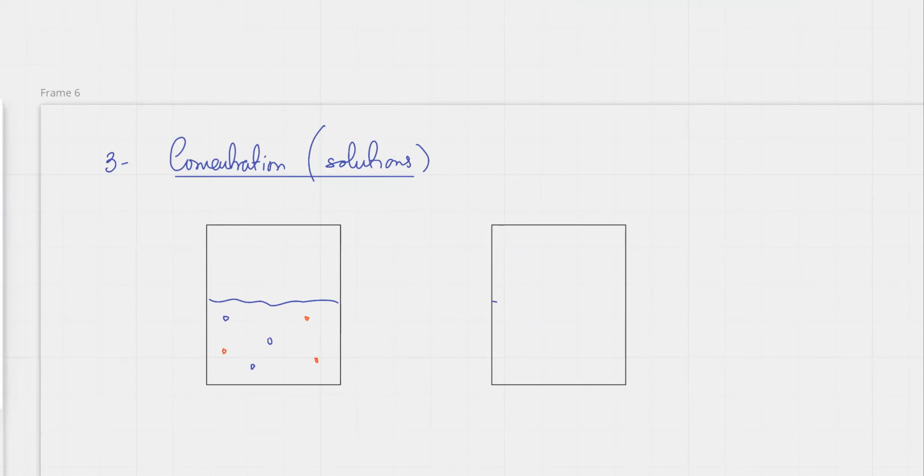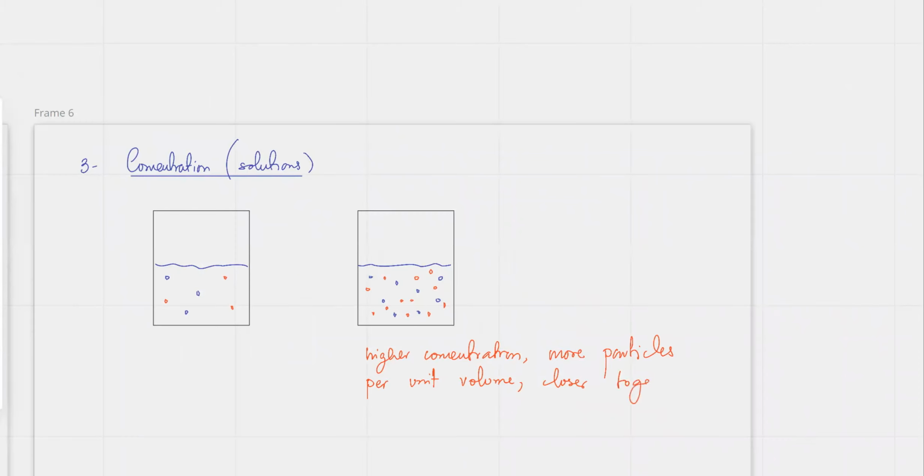And they would be closer together, which is why you're going to get a lot more frequent collisions.